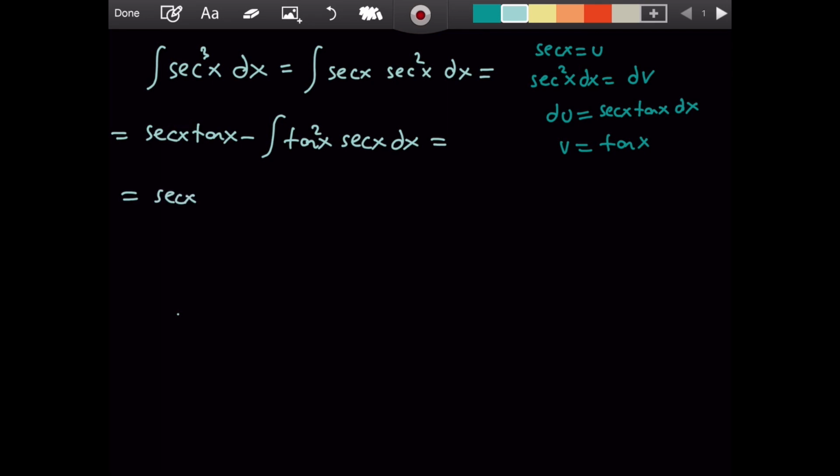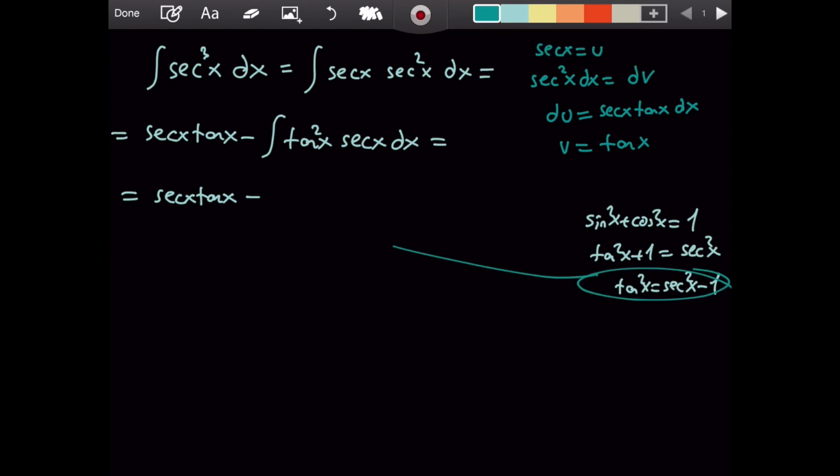Now let me write the first term one more time. For the second term, I want to substitute for tangent squared of x. We know that sine squared plus cosine squared gives you 1. If I divide both sides by cosine squared, we see that tangent squared plus 1 gives you 1 over cosine squared, so secant squared of x. And since I want to substitute for tangent squared of x, let's solve for that. It is secant squared x minus 1. I will take this, substitute it here.